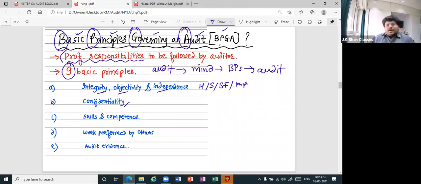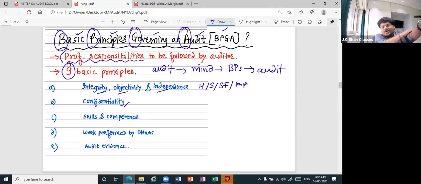Next is confidentiality. Think and answer. What do you mean by confidentiality? Correct. Secrecy. Don't tell it to anybody. Just like some of the friends or some of the people come and tell you some secret and they tell you, please don't tell him, or don't tell her. That is confidentiality. Yeah. Now think and answer.